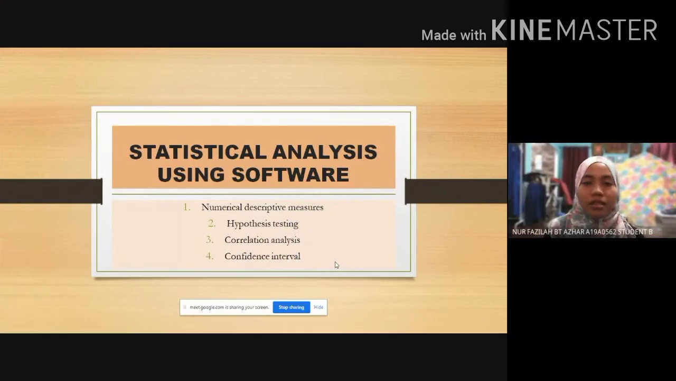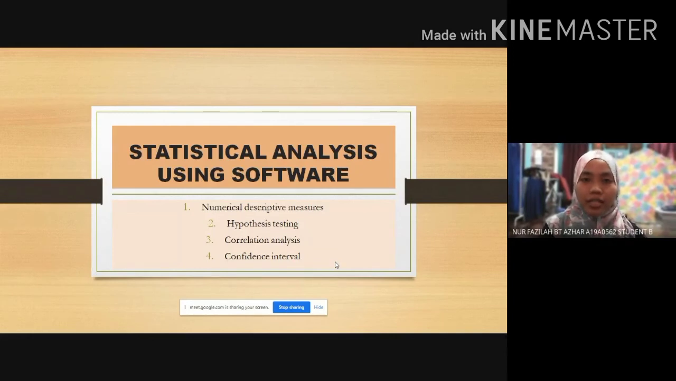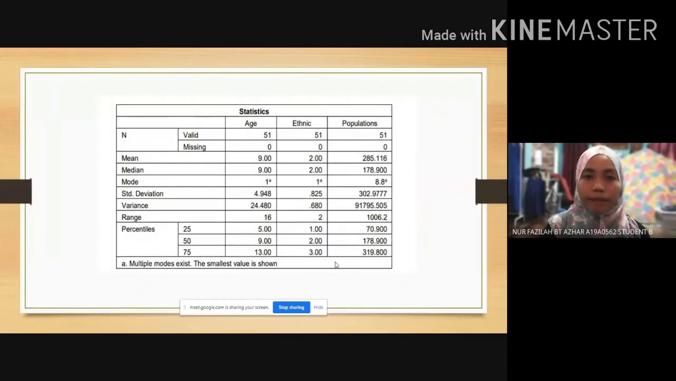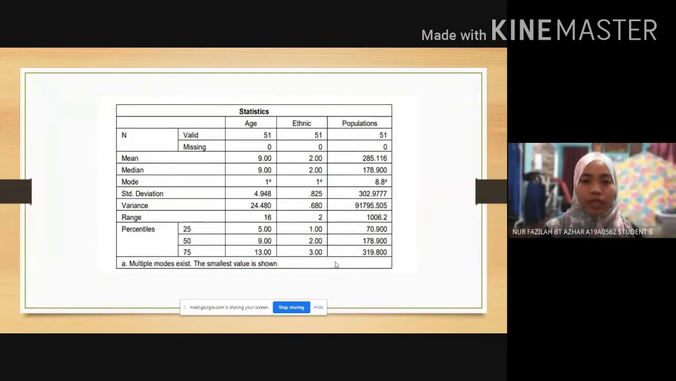Continuing, my part is statistical analysis with software. We have numerical descriptive measures, hypothesis testing, correlation analysis, and confidence intervals. First of all is numerical descriptive.